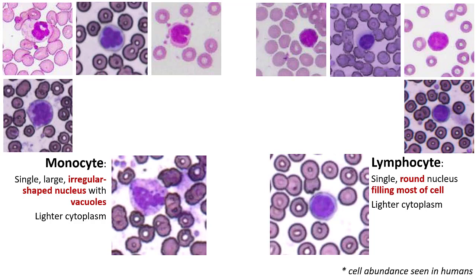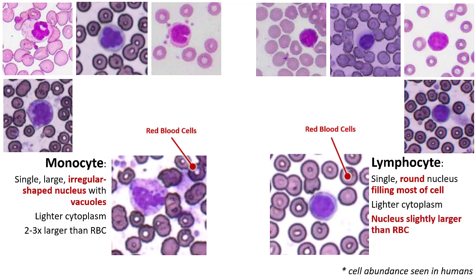Another distinguishing characteristic between these two cells is their size. The monocyte is 2 to 3 times as large as red blood cells. This is like the other white blood cells we've talked about so far. However, the lymphocyte is typically smaller than the other white blood cells. The lymphocyte nucleus is usually slightly larger than a red blood cell.